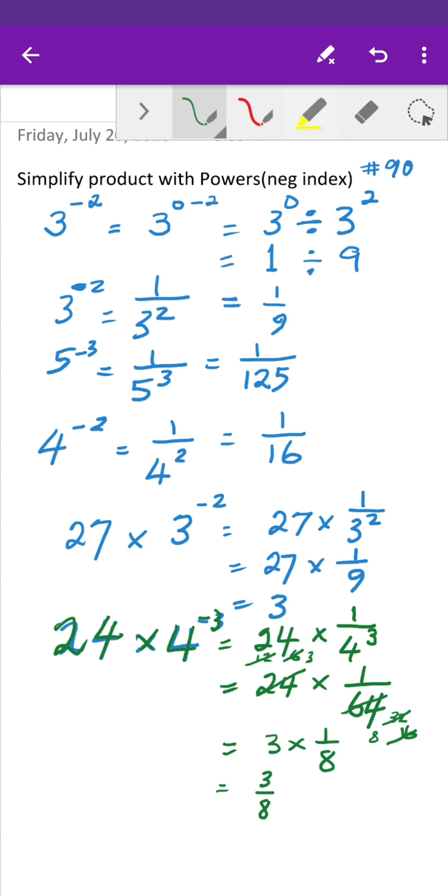Of course, you might have seen before that 8 will cancel out of 24, leaving 3, and 8 times 8 is 64. So we could have gone straight into 3/8. So here we have a type of question where there is a negative index in a power, and you have to know how to change the negative index into a fraction with a positive index. So 4 to the negative 3 becomes 1 over 4 to the positive 3.